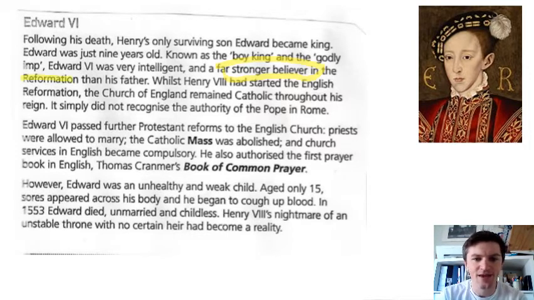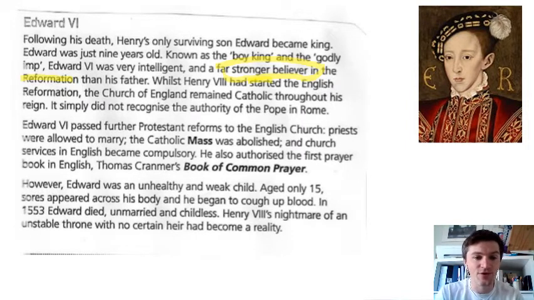Henry had started the Reformation. The church remained Catholic throughout his reign. Okay, it simply didn't recognise the authority of the Pope in Rome. So under Henry, it started the Church of England, but it didn't change a lot. It still was very Catholic, okay, apart from not recognising the Pope.